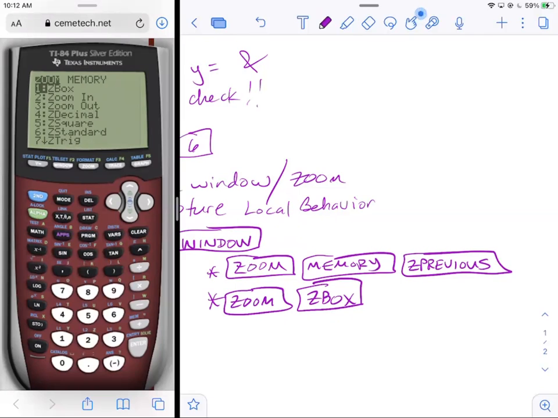Now let's hit enter, Zoom Box. You're going to have a blinking cursor at the origin. What you're going to want to do is define two diagonal corners of a rectangular box that contains your local behavior. So I always like to start in the top left corner. So I'm going to scroll up to above where the local max is, and then I'm going to scroll to the left of where the x-intercept is, up and to the left, okay, somewhere in there. And it varies for each person, but I think that's good. Now I'm going to hit enter, which locks in that corner.